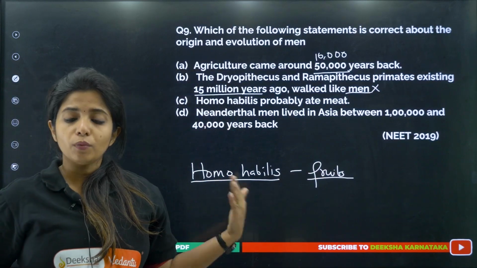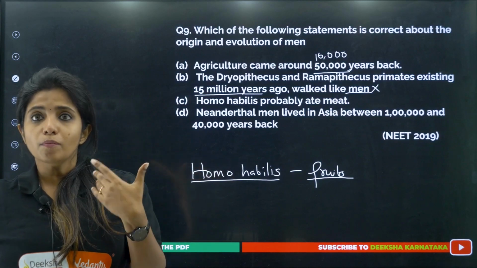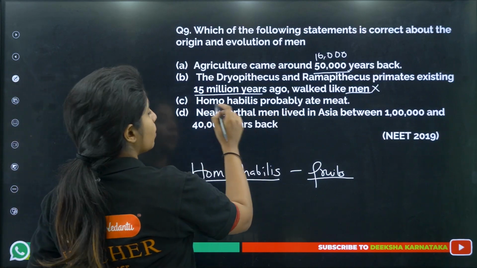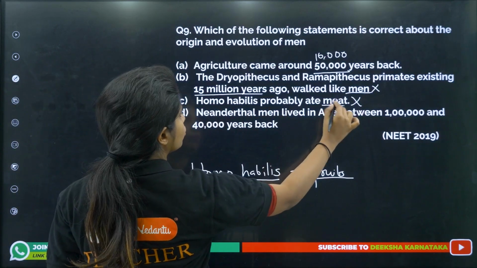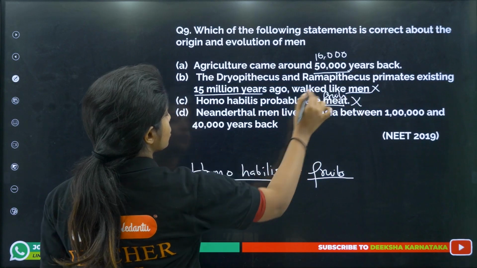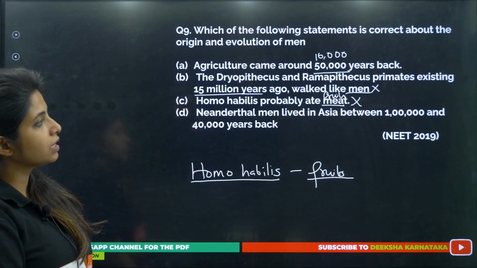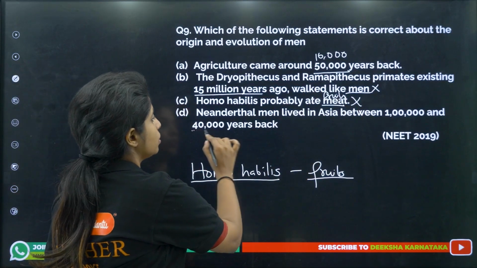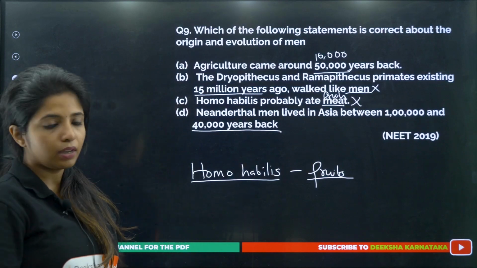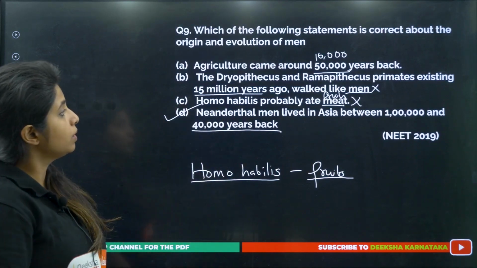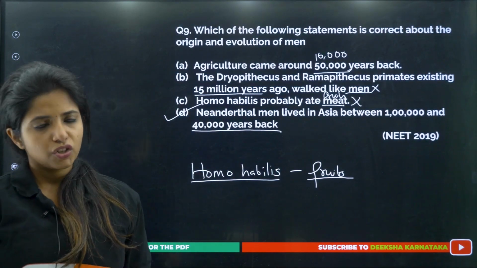From them came the Homo erectus, which were feeding on meat. Okay, so Homo habilis probably ate meat. This is also wrong. They ate fruits. Now Neanderthal men lived in Asia between 1 lakh and 40,000 years back. I told you, yes, they lived during this particular point of time. So this becomes correct.